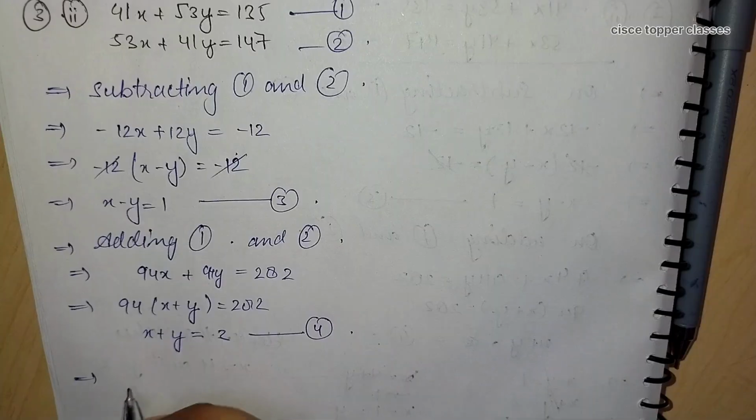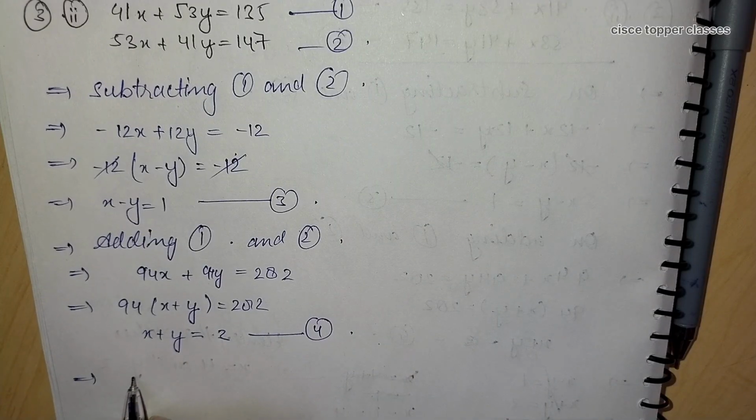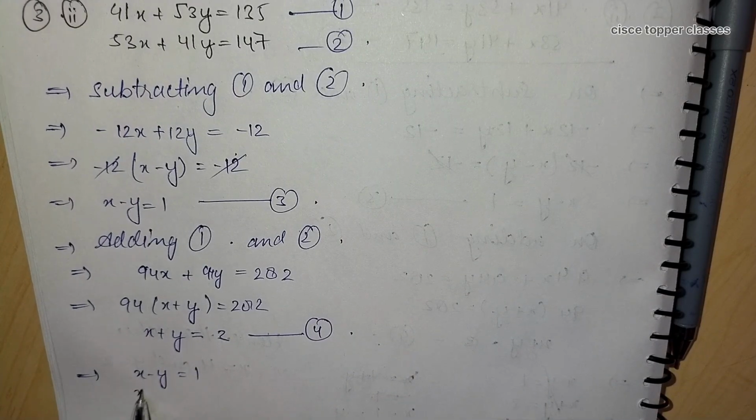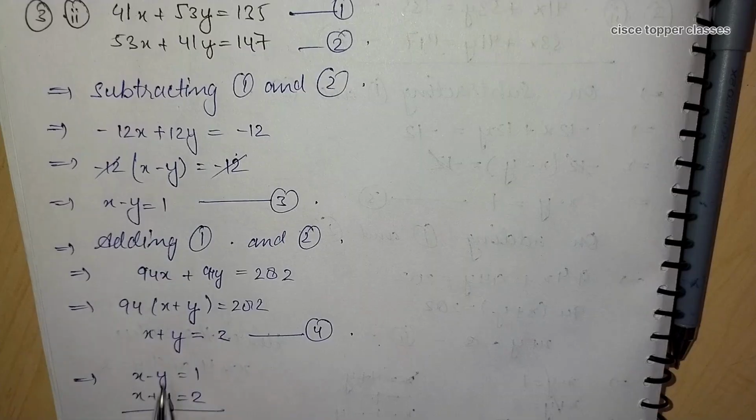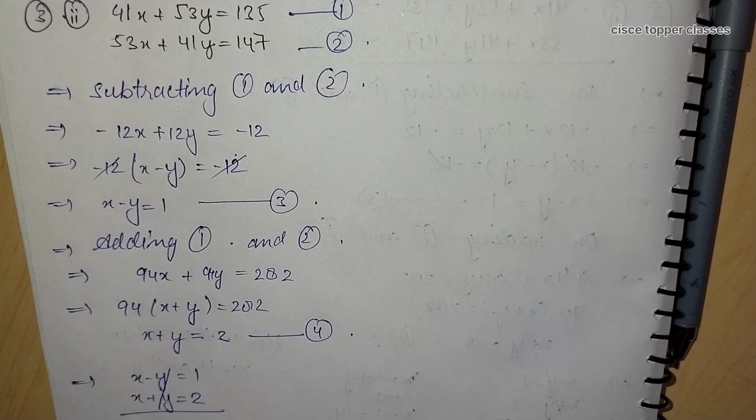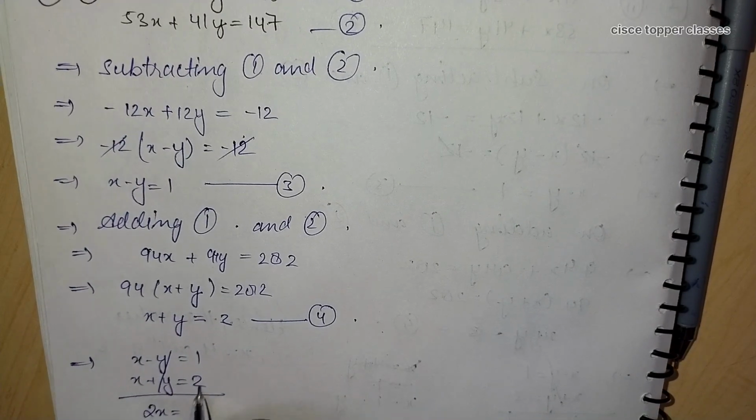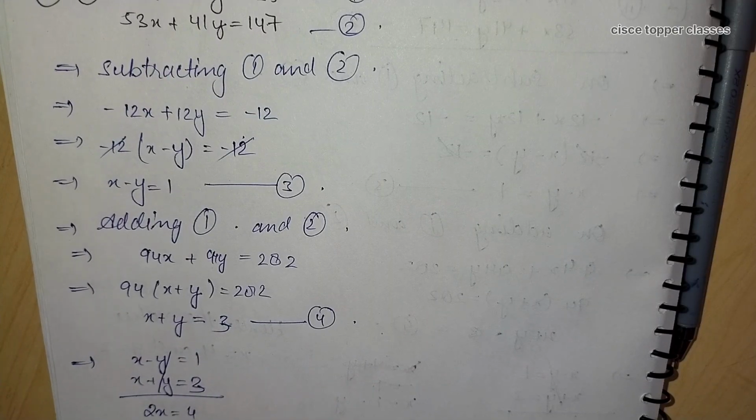On using the fourth and third equations, we will first add them to find the value of x. x minus y is equal to 1 and x plus y is equal to 3, so y will be cancelled out. Here 2x is equal to, sorry, 4. So x is equal to 2.